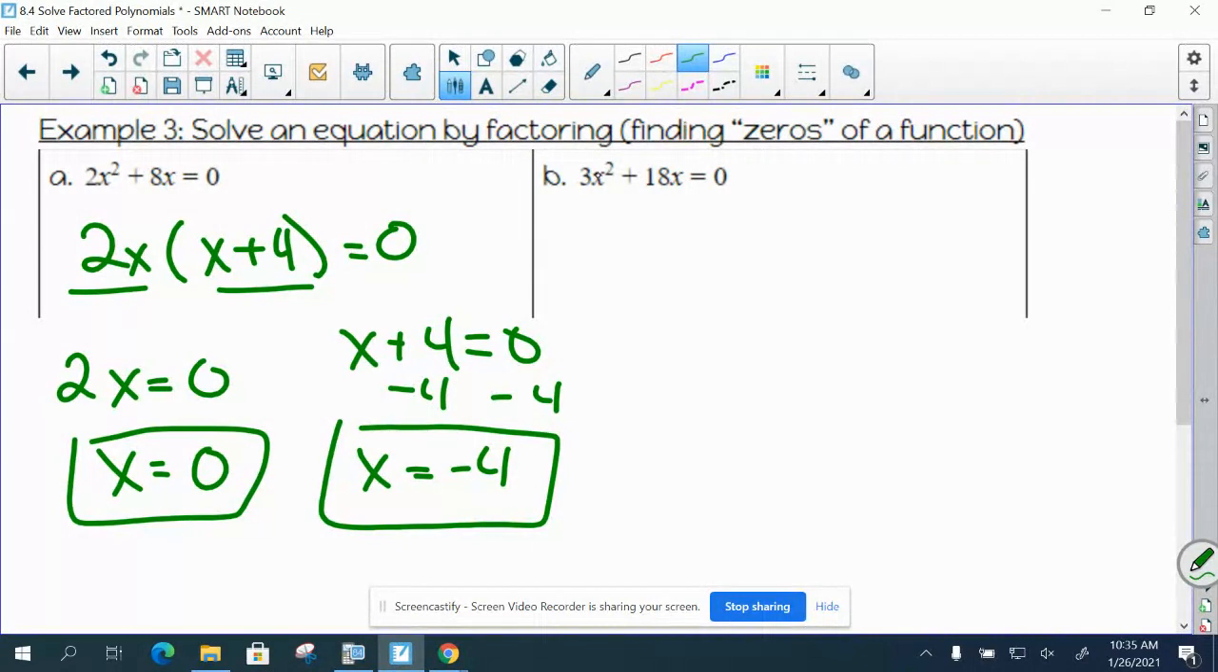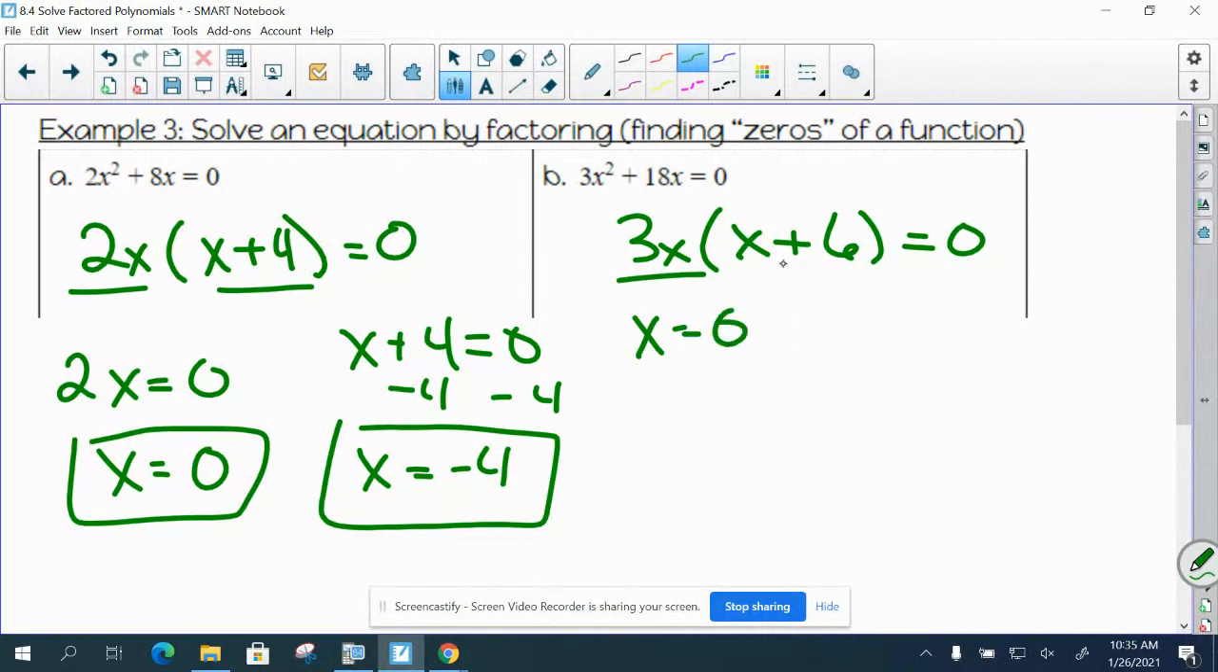Okay, for this one, 3x plus 2 and 18x. The greatest common factor would be 3x, and then you'd be left with just 1x, and then plus 6. Okay, so if you set this equal to 0, you get x equals 0, just like the 2x. If you set this equal to 0, you get x equals negative 6.